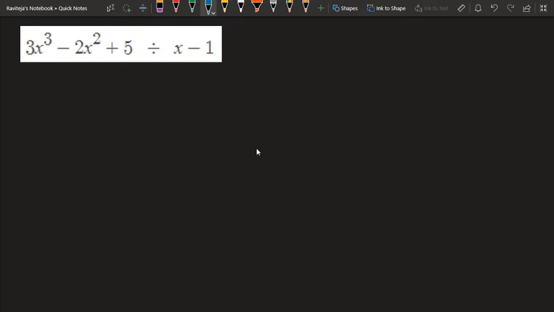Okay, let me do this one for you guys. So right here, we want to set it up in our long division format, which would be x plus 1, our divisor. And then over here, we would have 3x cubed minus 2x squared plus 5, which is our dividend. And we want to find our answer, our quotient. So once again, let's do this fast. We want to get used to it so we can understand how to do it better.